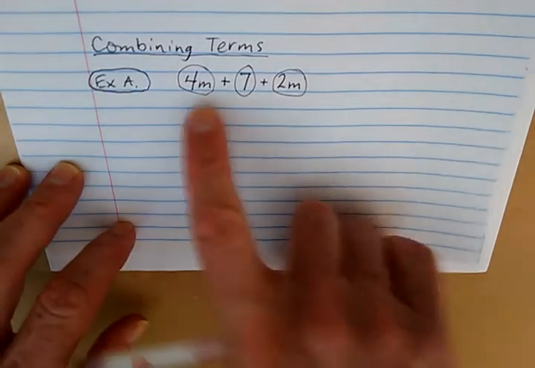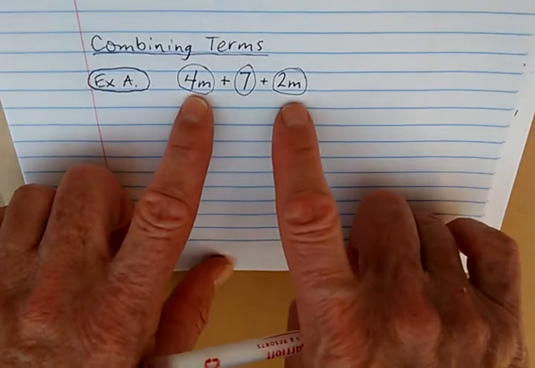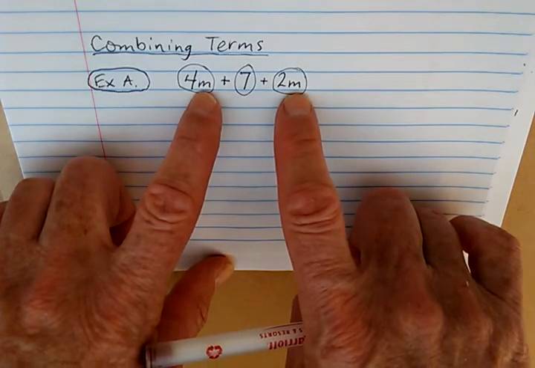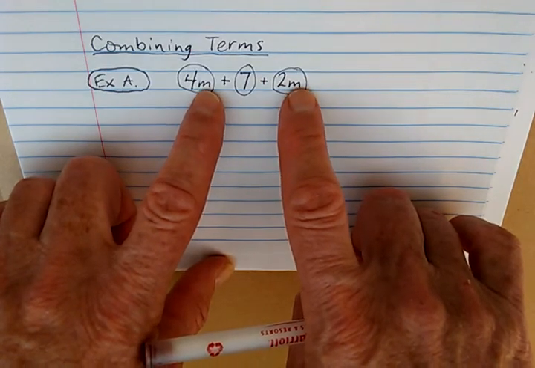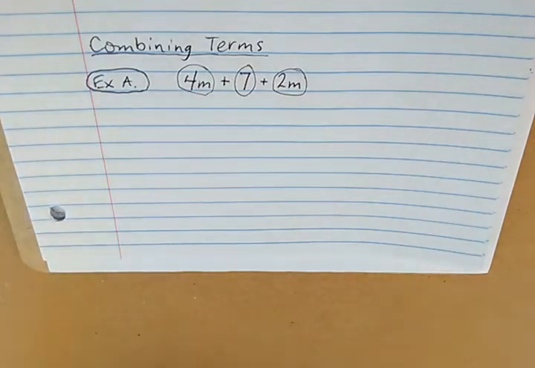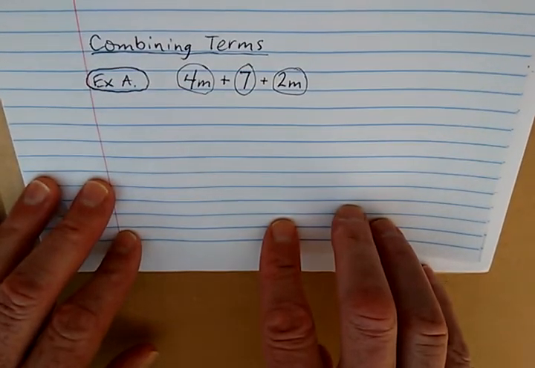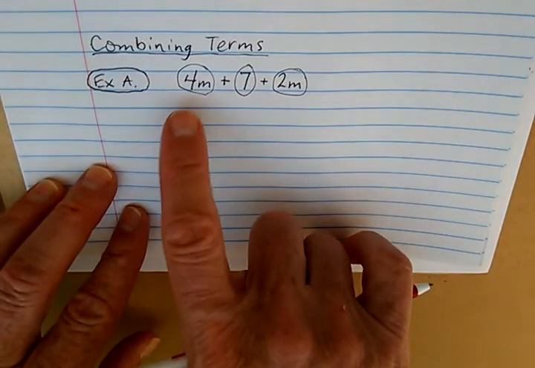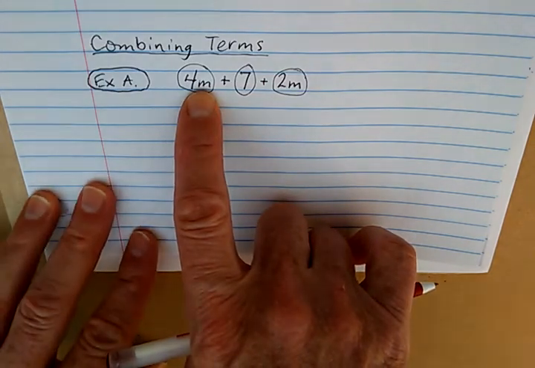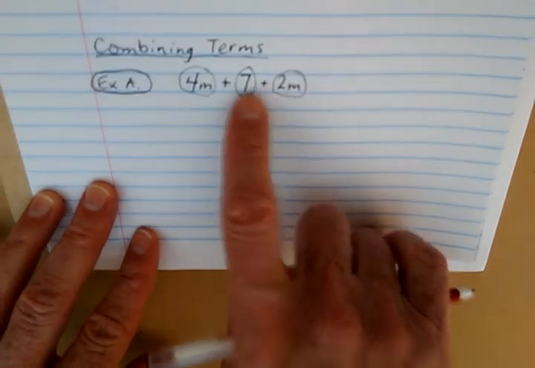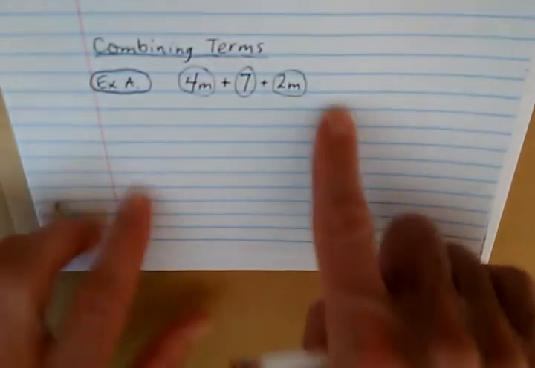There are 2 terms that are like each other. The 4m and the 2m are like each other because they both have the same letter, same variable, and the same exponent. In this case, there's no exponent. And the rules tell us, when we're talking about combining like terms, that we can add them together or subtract them. In this case, there's addition. So we can say 4m cannot add with the 7 because the 7 doesn't have an m, but it can add with the 2m. So we could rearrange.